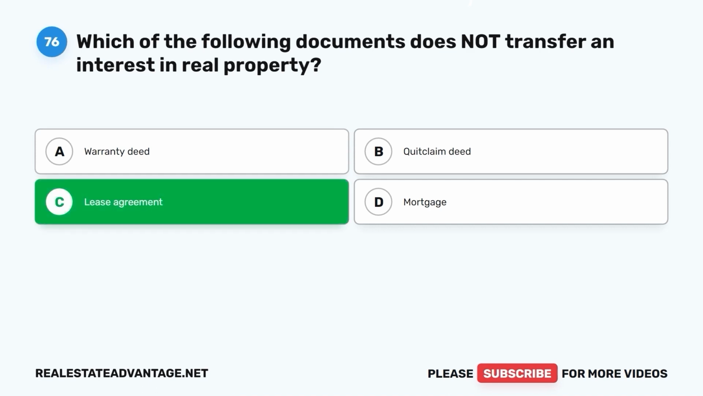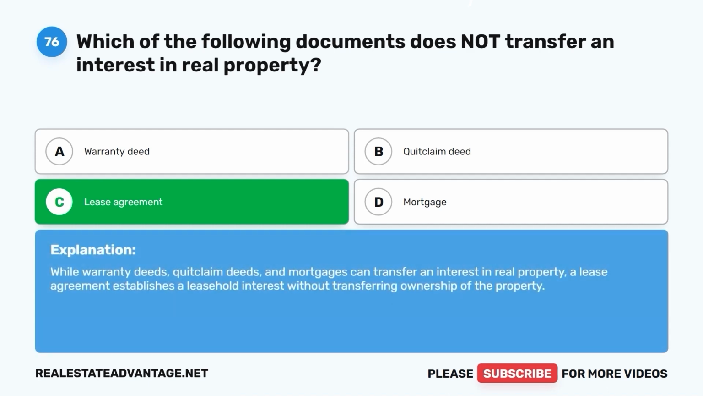The correct answer is C. Lease agreement. While warranty deeds, quitclaim deeds, and mortgages can transfer an interest in real property, a lease agreement establishes a leasehold interest without transferring ownership of the property.